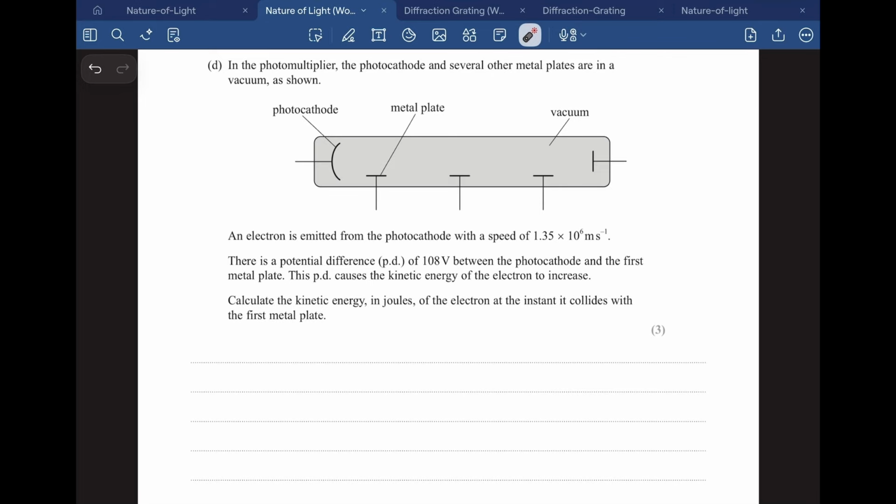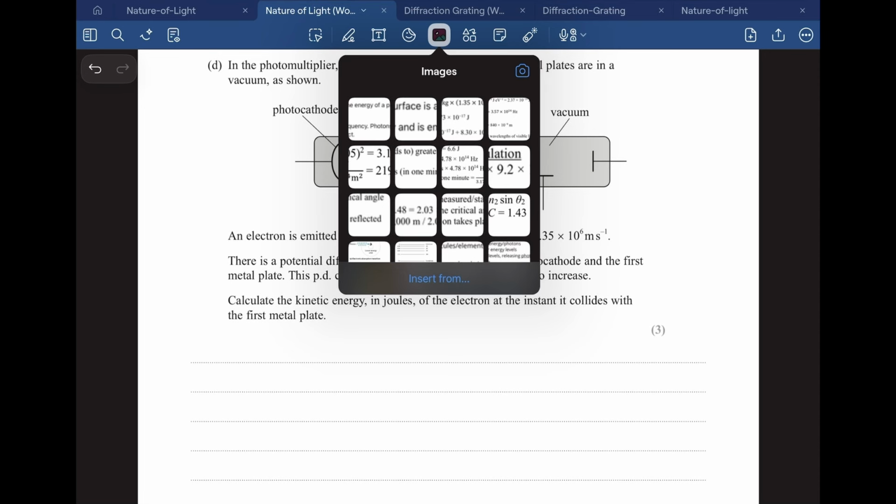So we can do one thing right here. We can figure out the kinetic energy of the electron when it is just emitted from the photocathode. We can just write half times the mass of the electron, which is 9.11 × 10^-31.